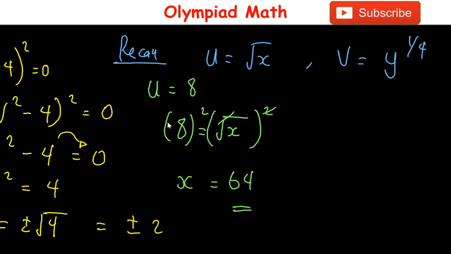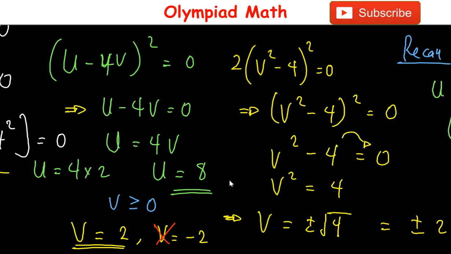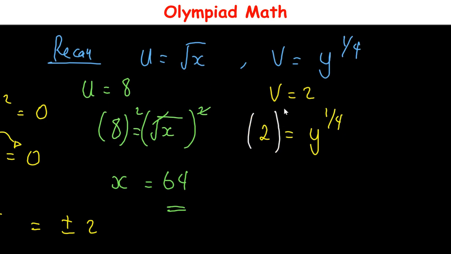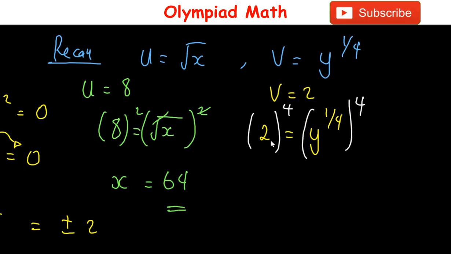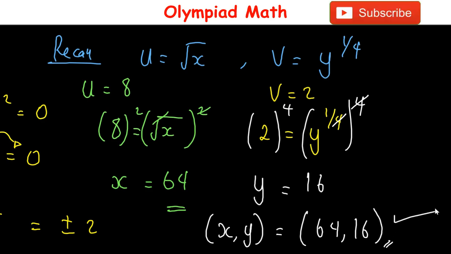Next, to solve for y, recall that the valid solution of v is equal to 2. So the value of v is equal to 2, and this becomes 2 is equal to y raised to power 1 over 4. To eliminate this power 1 over 4, we are simply going to raise both sides to the power of 4. So 4 will cancel 1 over 4, and we have y is equal to 2 to the power of 4, which is 16. And with this, we have the solution of x and y to equal (64, 16). So these are the solutions of the value of x and y for this given question.